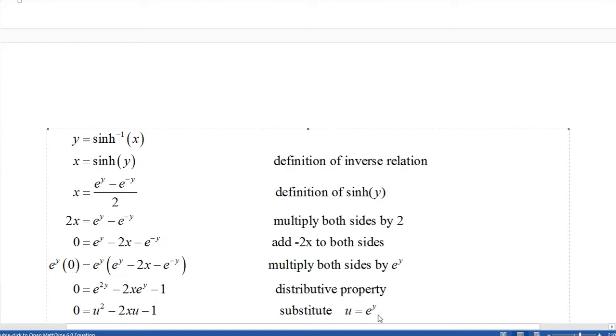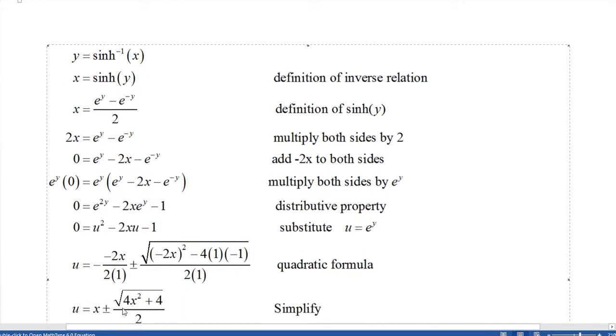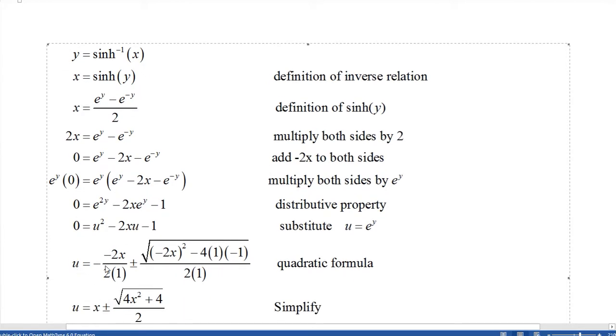Now I'm going to do a substitution where e to the y is equal to u. So this is u squared minus 2x times u minus 1. If you look at it that way, you can see that this is just a quadratic equation equal to 0 in the variable u. So I can use the quadratic formula. u equals the opposite of b over 2a plus or minus the square root of b squared minus 4 times a times c over 2a, where a, b, and c are the coefficients of u squared, u, and the constant term, respectively. So a is 1, that goes here, here, and here. b is negative 2x, which goes here and here, and the c only shows up once, which is right there.